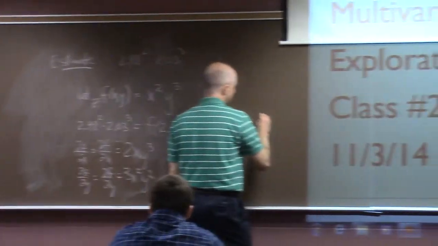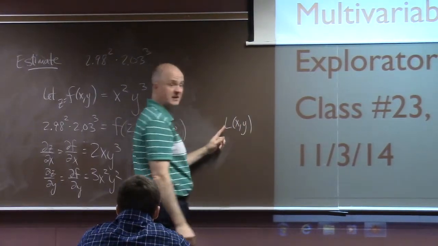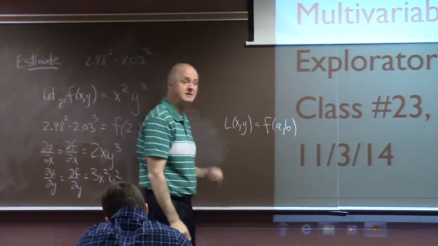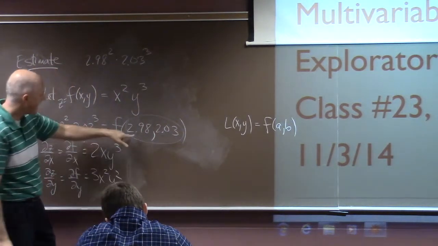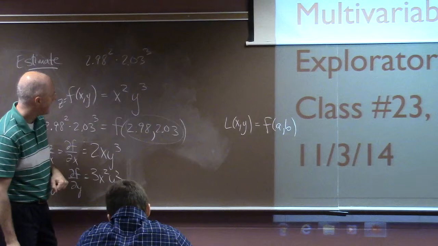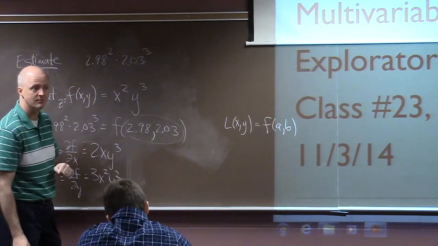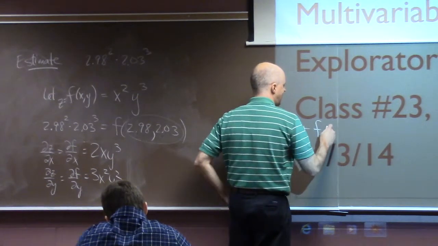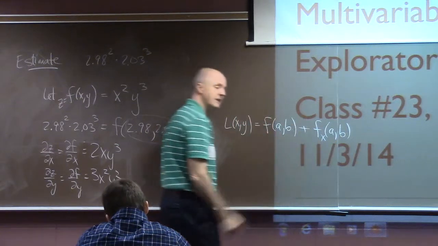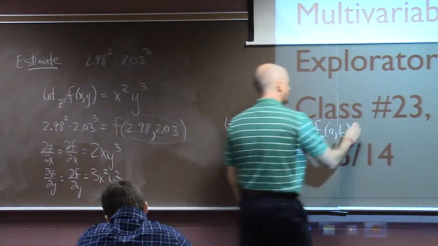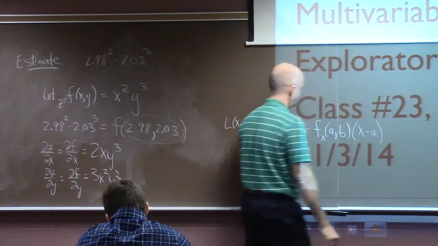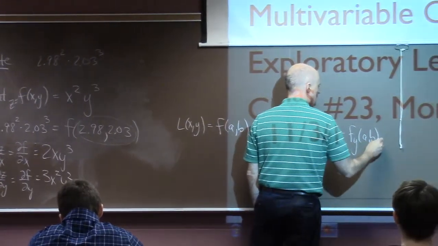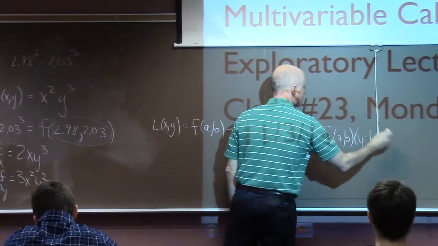goes like this. L of x,y, L for linear, is f of a,b. The point (a,b) is your particular point that you're focused on. Not equal to this, but the numbers that are close to those. (a,b) for us is going to be (3,2). Add on the partial with respect to x, evaluated at (a,b). Again, we have this other notation for that partial derivative. Multiply that times the change in x, which is x minus a. And then add on the partial with respect to y, evaluated at (a,b), multiplied times the change in y, which is y minus b.